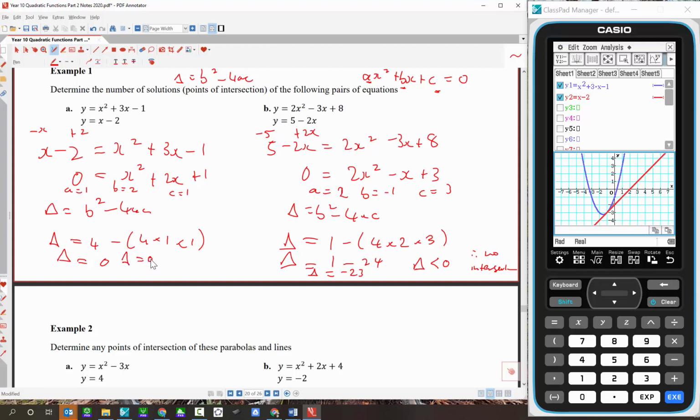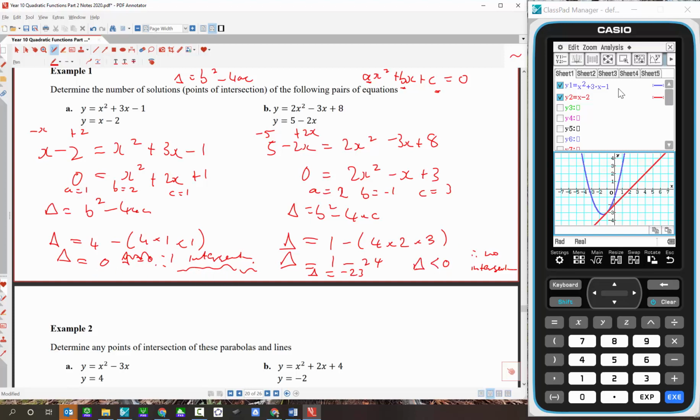Discriminant is equal to 0. Well, I've just said that. So therefore, one intersection is our answer to that one. Okay, so just make sure you update your solution there. Discriminant equals 0 by itself means nothing. You've got to actually interpret it.